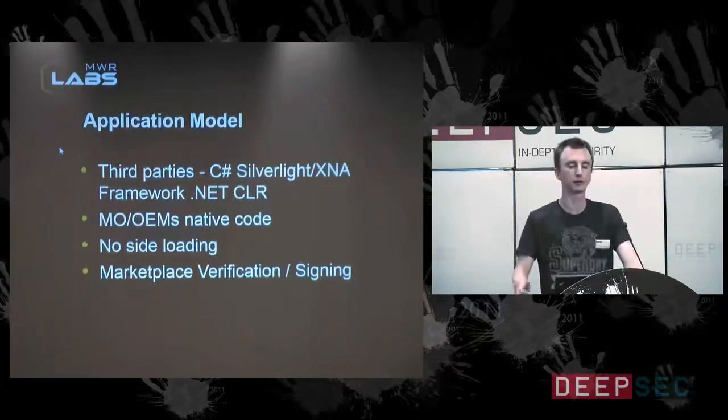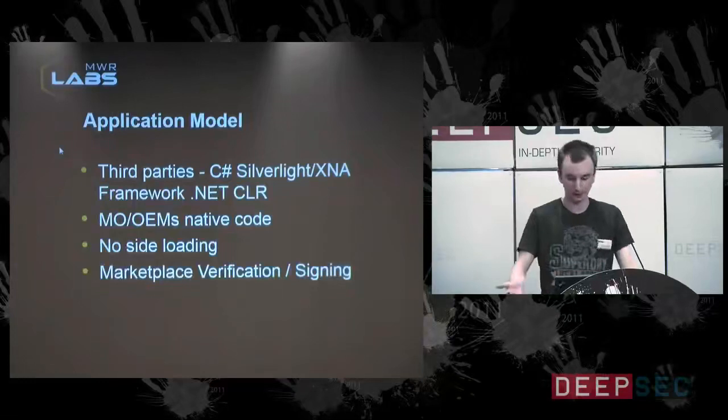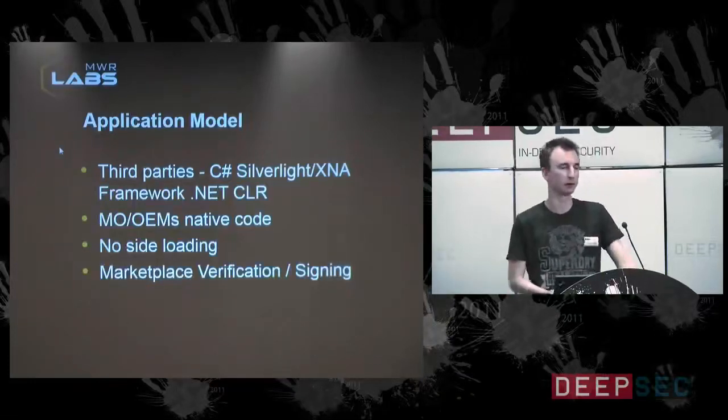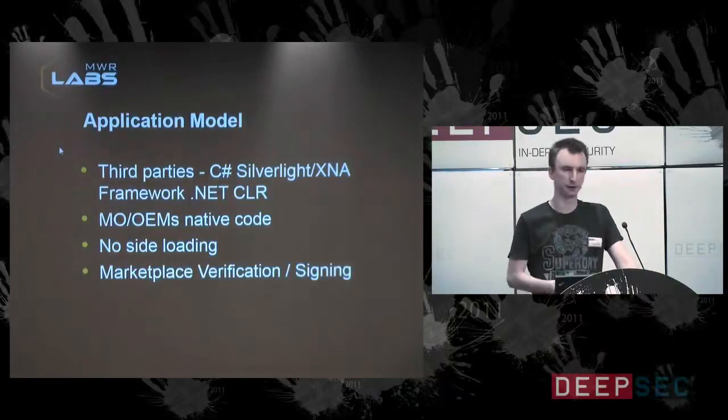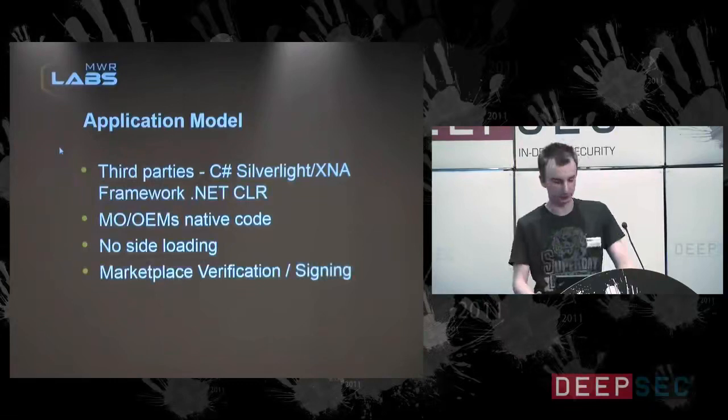There's also no side loading. You can't load applications directly to Windows Phone 7 phones unless they're developer unlocked. So for testing purposes, you can put applications on there if they're developer unlocked. But otherwise, all applications developed for the platform need to go via the marketplace. They go through a marketplace verification process. And if the verification process passes, then the code is signed and it's allowed to be deployed to the device.